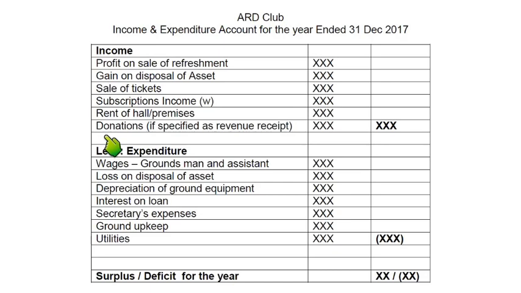Then we have donations. There can be two types of donations in a not-for-profit organization. One is revenue and one is capital. Revenue, as you are aware, means day-to-day items.